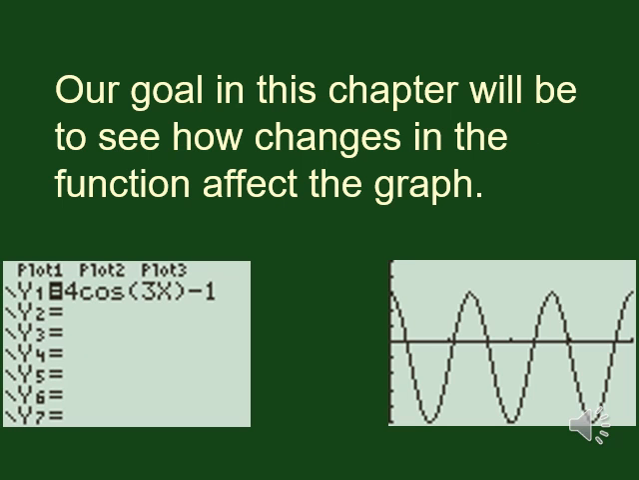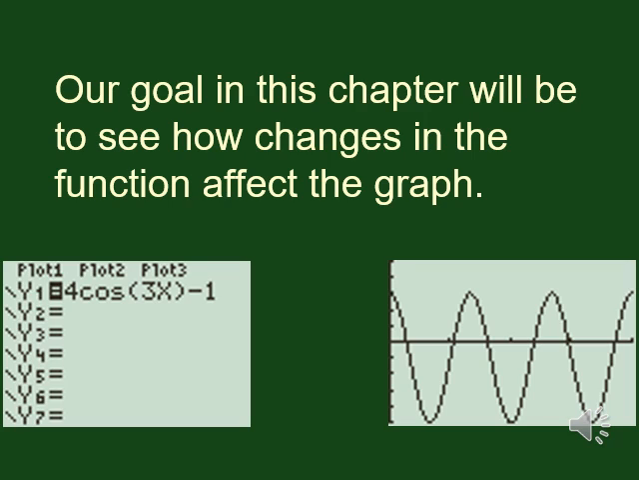What we're going to talk about today is how changing different parts of the equation and putting numbers in changes what the graph will look like. I have graphed here y equals 4 cosine of 3x minus 1. And you notice it's still a cosine graph. It starts at the top and kind of makes a U shape. But here there are 3 copies of this graph between 0 and 360. And it's also stretched out and pushed down a bit.